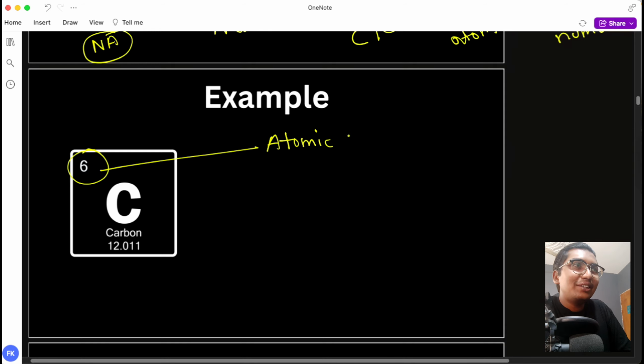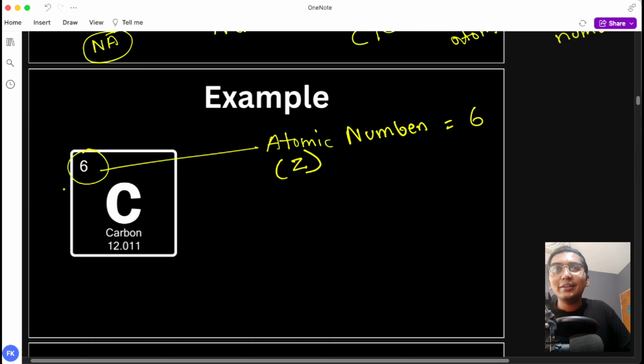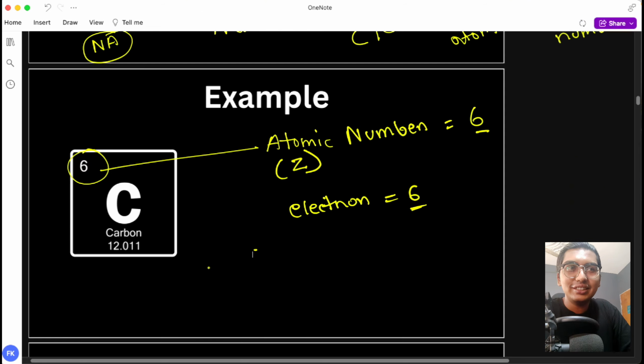Now let's look at atomic number. The atomic number of carbon is 6. Atomic number is also denoted by Z. Carbon also has 6 electrons. So proton number and electron number are equal in a neutral atom. The condition is that they are not in their ionic state, or they are not sharing their electrons.